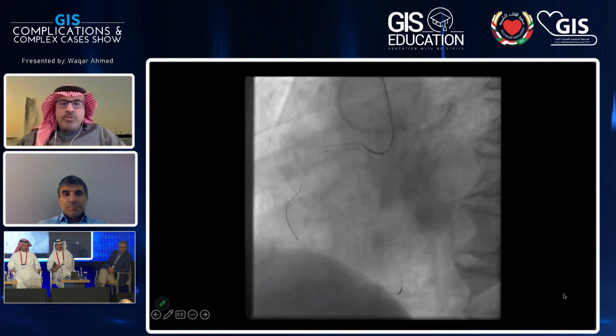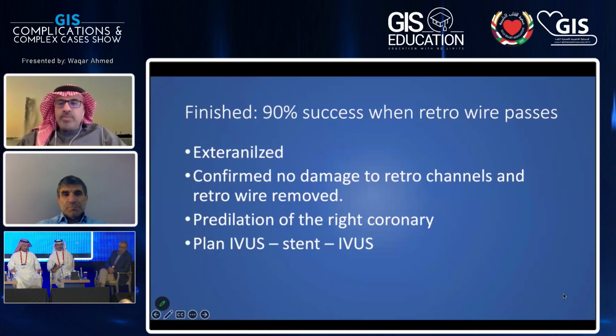I was able to externalize the wire, the two wires met, and so 90% success when the retro wire passes, right? Externalized, I confirmed no damage to retro channels. I injected the septal collaterals, which was fine. The retro wire removed, and we started with pre-dilatation of the right coronary artery with IVUS, stent, and IVUS.